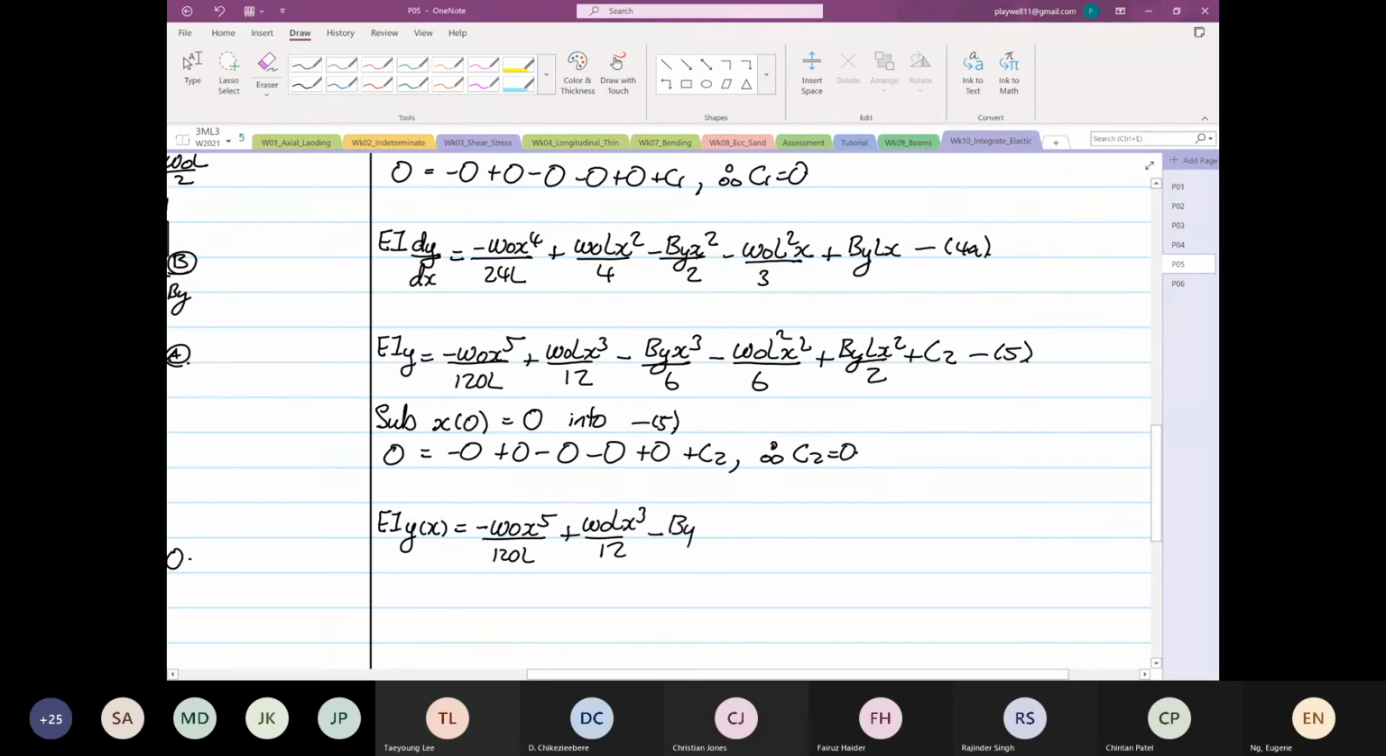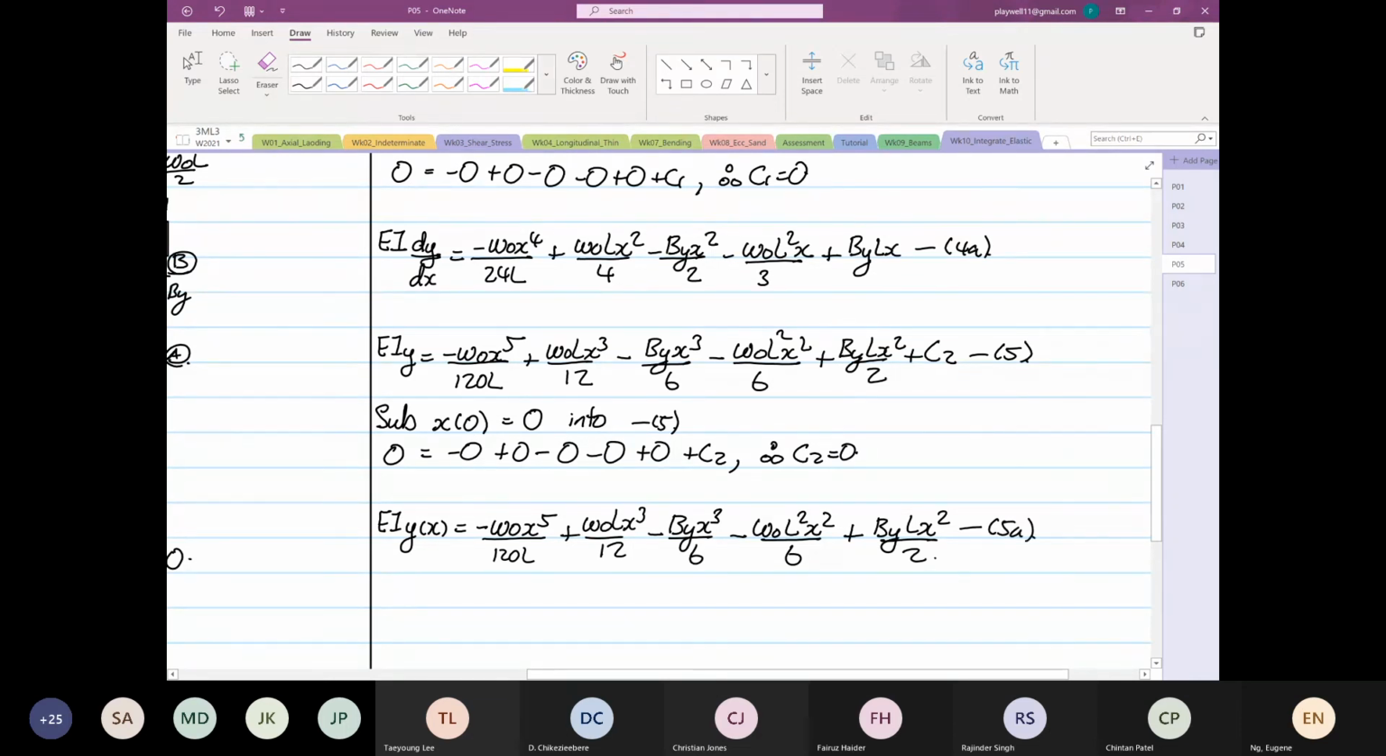Some of you will be asking, where is this going? Yes or no? I also don't know sometimes. When I solve a problem like this, sometimes I'm lost. Minus By L x squared over 2. Okay, so this is our equation 5.